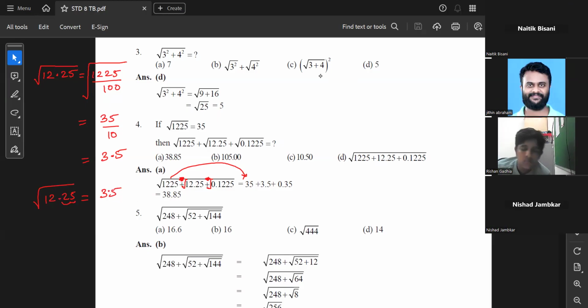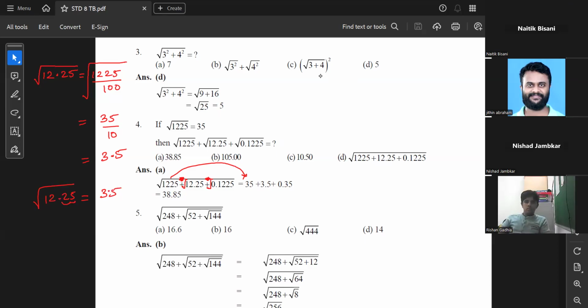Yes, Naitik, tell me. Sir, I had a general doubt: if two perfect squares are added, will their sum always be a perfect square? No, never. It's not always compulsory. It can be anything. If by luck it turns out to be a perfect square, fine, otherwise it is not compulsory.